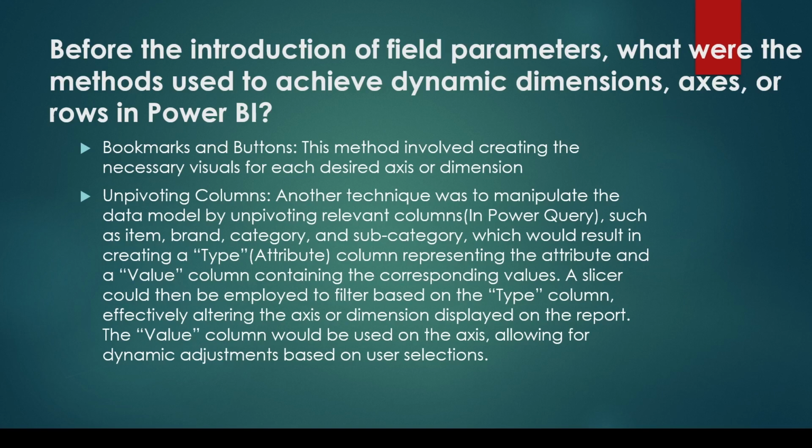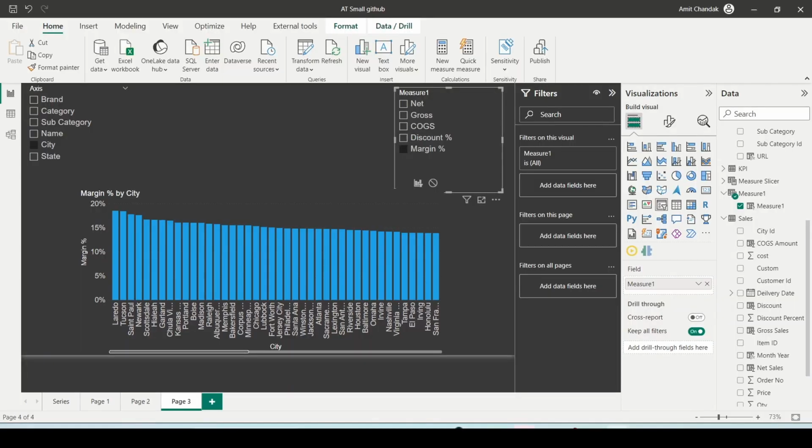This method involved creating the necessary visual for each of the desired axis and dimension, and then we used selection to hide those and make use of buttons. Another technique was to manipulate the data model by unpivoting the relevant columns in Power BI, such as item, brand, category, subcategory, which would result in creating a type or attribute and representing attribute values. So these are tricky methods. I'll just try to showcase them quickly here.